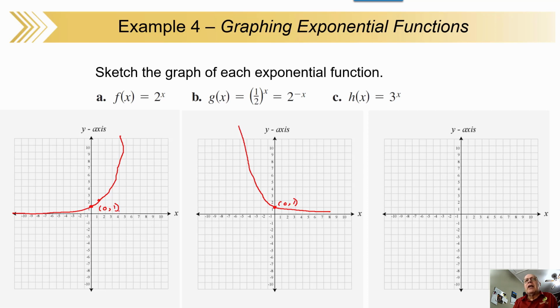That's a starting point. If this a is greater than 1, it's going to look like this. If a is between 0 and 1, it's going to look like this. And as I said, this one, remember, still goes through 0, 1. Since this is greater than 1, we can rough this in. Well, this isn't very good, sorry. Something like this. And asymptotic to the x-axis in this direction.